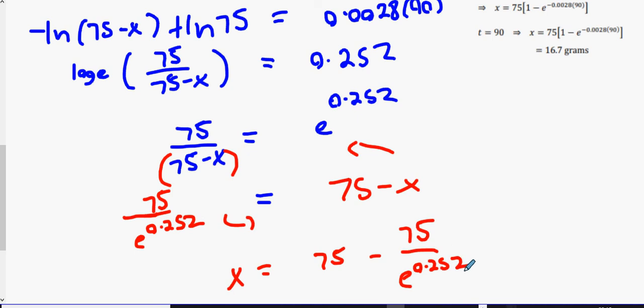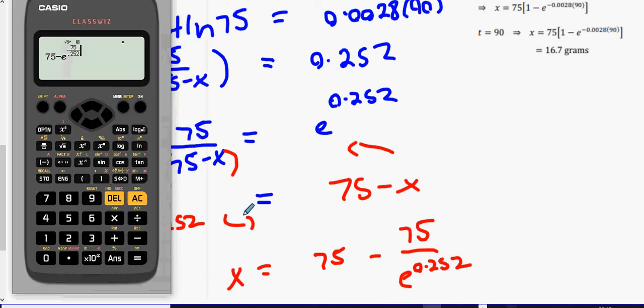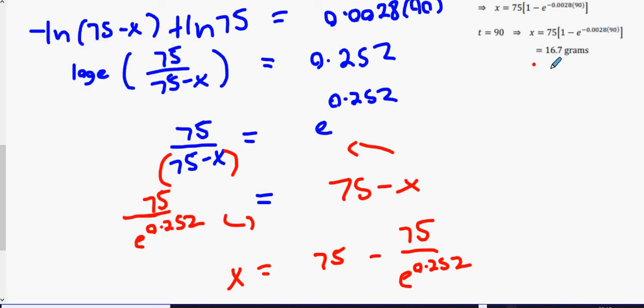Is that okay? Let's try that again. 16.7? Did you get that, Connor? Yeah, let's do 16.6, fine. Yeah, that's perfect, guys. Another one bites the dust.